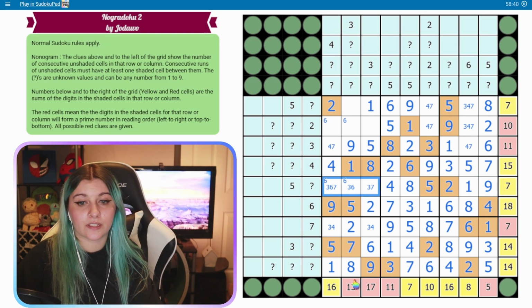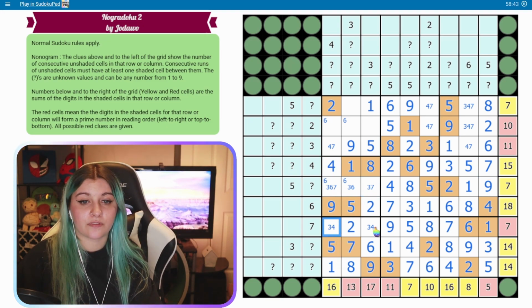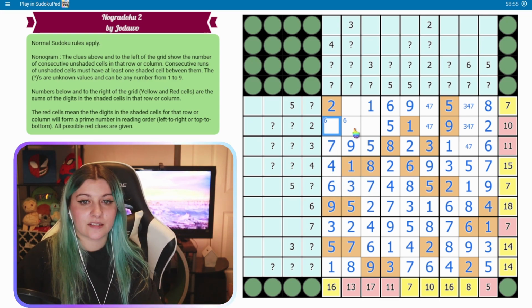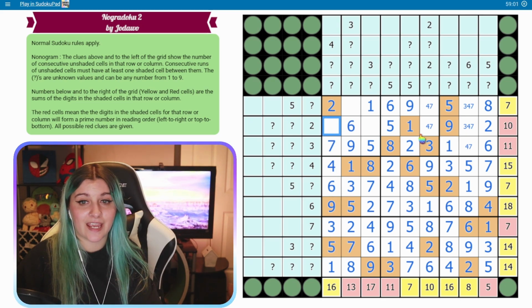Meaning 9 can't go here. That's fine. This is a 3, 4. This is a 3. This is a 4. So this can't be a 3. Ooh. This is a 4, so this is a 7. This becomes a 6. This becomes a 3. This becomes a 7. 6 now needs to go here. This can't be a 6. 1, 2, 3, 4, 5, 6, 7, 8.